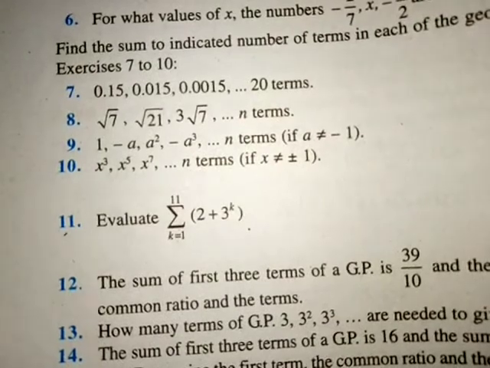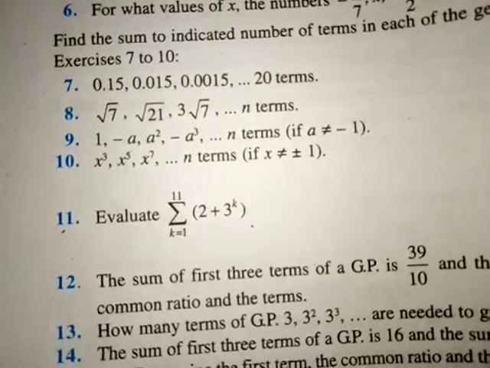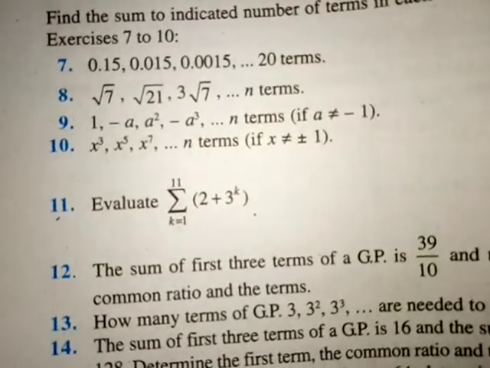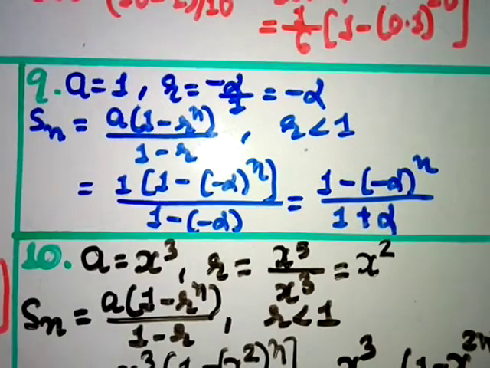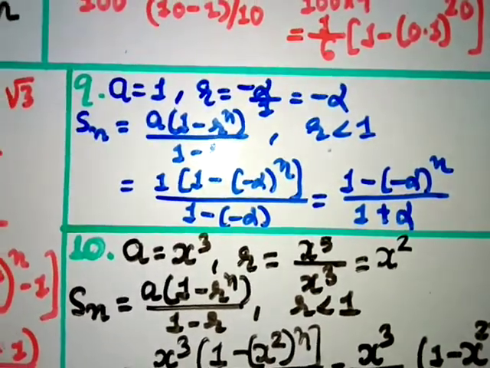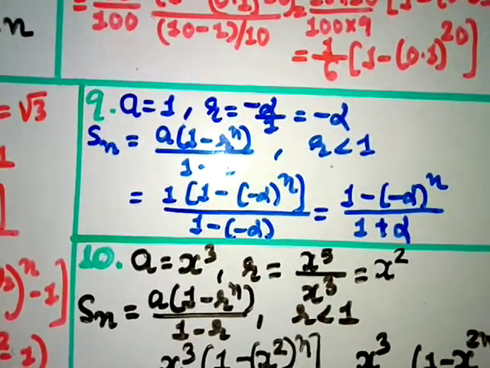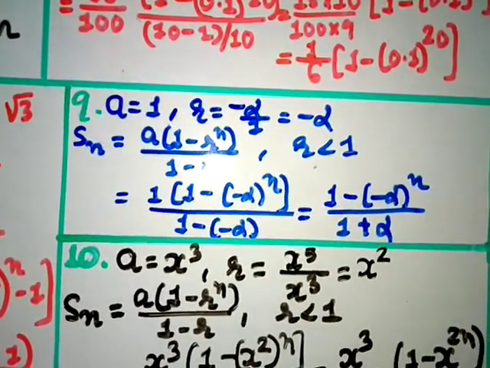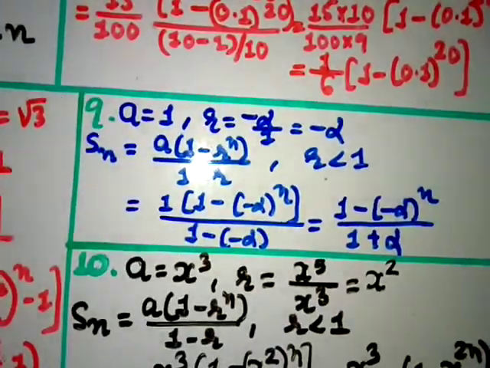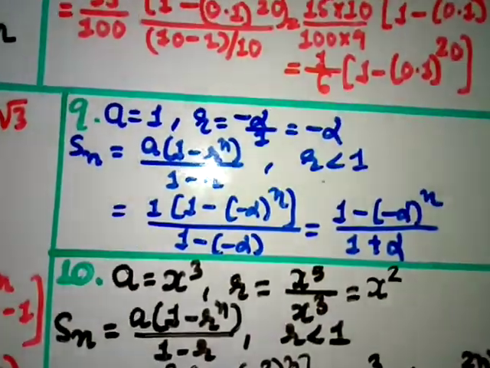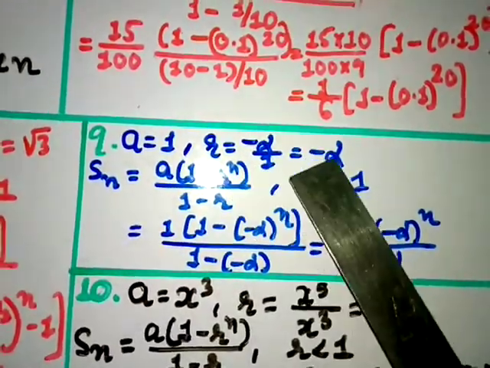Question number 9. 1 minus a square minus a cube up to n terms, if a is not equal to minus 1. Here a equal to 1, the first term, and r equal to minus, see I am taking the ratio, second term divided by the first term. So minus alpha or minus a divided by 1. Okay, this is a only, but I have written it a little differently because this is the first term. Not to get mixed up, I have written here alpha, but it is a. Equal to minus alpha.